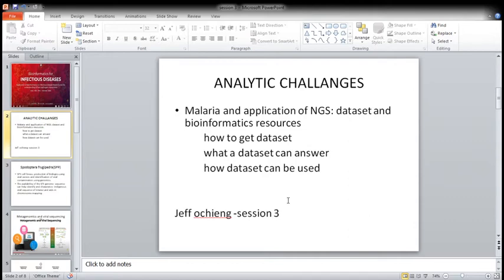The malaria data sets, the Ebola, also the HIV. So what can that data set answer? Also, how can the data set be used? The data set that we get from different bioinformatics resources, how are we going to use it in our next generation sequencing?